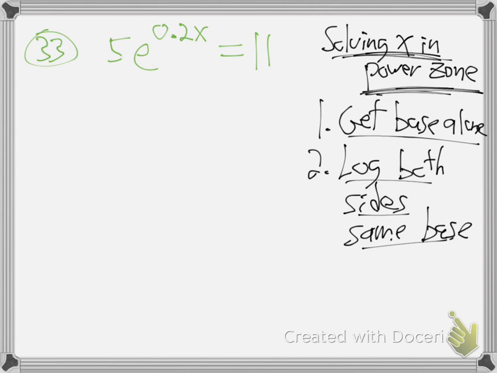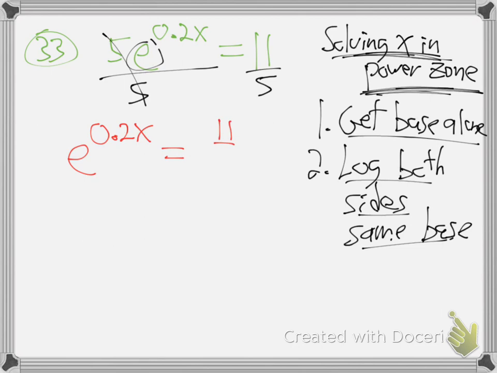Okay, so what's my first step then? Just to power, divide by the 5. Because the base is the e, huh? When I say get the base, the base is the thing with the power on it. So the e is the base, and you've got to divide off that 5. So that's my main point, get rid of that 5 first off. And so then you'll have e to the 0.2x is 11 over 5. We good so far?